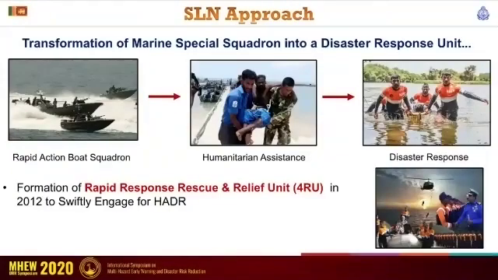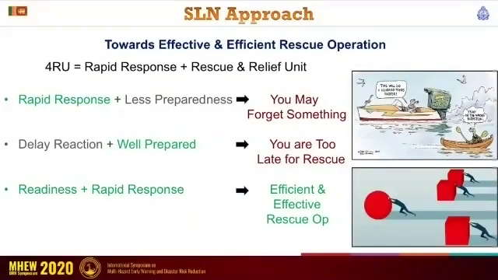What you can see on the screen is the transformation of a Marine Special Squadron, namely RABS, into a disaster response unit because of their experience during the war as humanitarian actors. The Rapid Response Rescue Relief Unit, ORU, was formed in 2012 to swiftly engage in HADR operations. On the way towards effective and efficient rescue operations, we understood that only rapid response or preparedness won't do the job. For that, we need both readiness and rapid response.